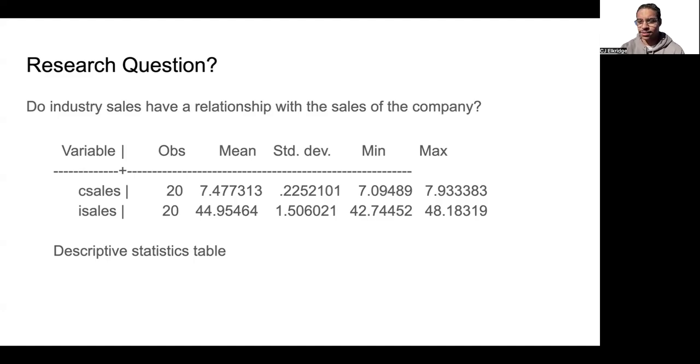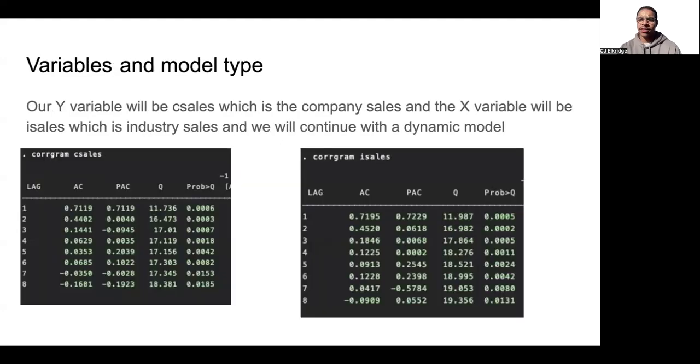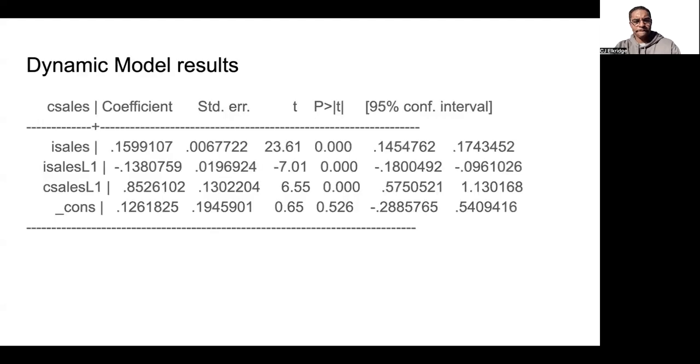Now let's get deeper into the model. The variables in question that we used: our Y variable is company sales, while the X variable is industry sales. We ran a correlogram to test if we should use a dynamic or static model, where we see, according to our partial autocorrelation values, with a threshold of an absolute value of 0.5, we should use one lag on both company sales and industry sales to better fit the model, and we should continue on with a dynamic model.